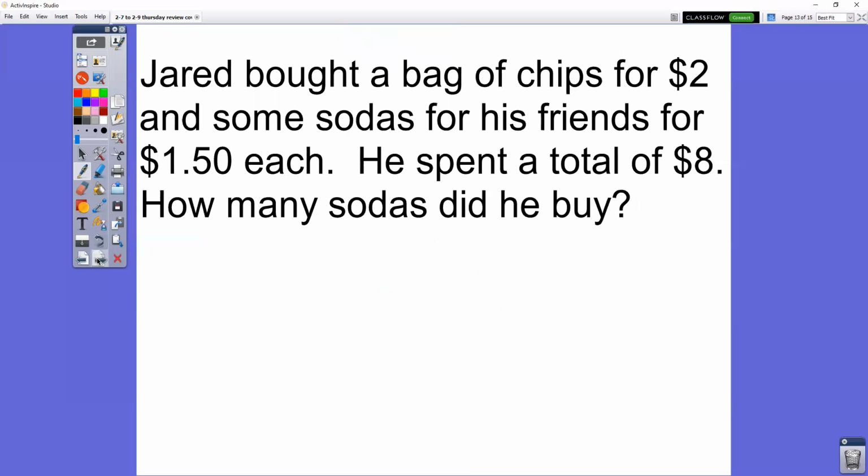Take a look at the next one. Jared bought a bag of chips for $2 and some sodas for his friends for $1.50 each. He spent $8 total. How many sodas did he buy? Go ahead and try this one, please.